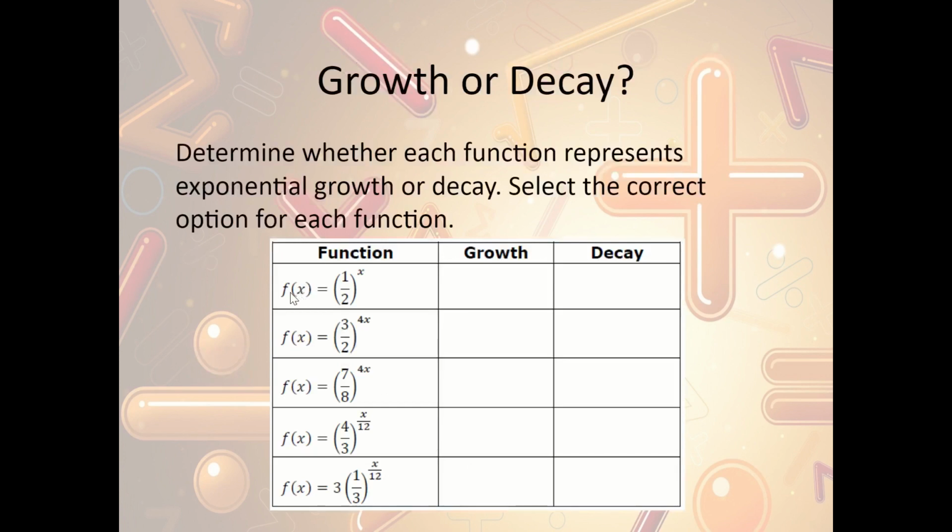So how can we tell? Let's look at an example. We have f of x equals 1/2 to the x. Well, 1/2 is less than 1, so that is decay. We have 3/2 to the x. Well, that's bigger than 1, right? Because that's 1.5, so that's growth. 7/8. Well, that's smaller than 1, so that's decay. 4/3, again, that's bigger than 1, so that's growth. And 1/3 is less than 1, so that is decay. Notice it didn't matter that they put a coefficient. It didn't matter that they messed with the exponents. This is the only number that matters. If it's bigger than 1, it's growth. If it's smaller than 1, it's decay.